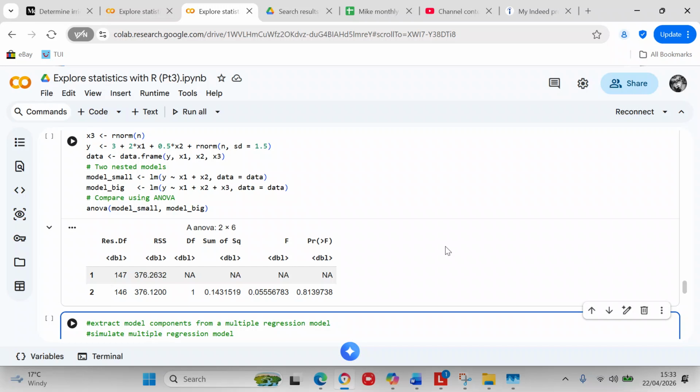You've got your RSS, that's your residual sum of squares. You've got your degree of freedom. You've got your sum of squares. You've got your F statistic. And you've got your p-value. And your p-value is 0.81379. So what we've done is we've compared the small model against the big model.